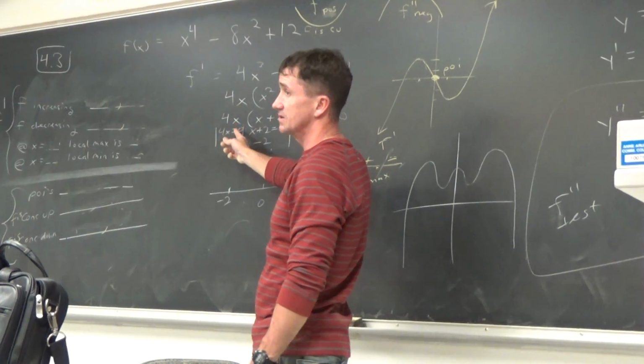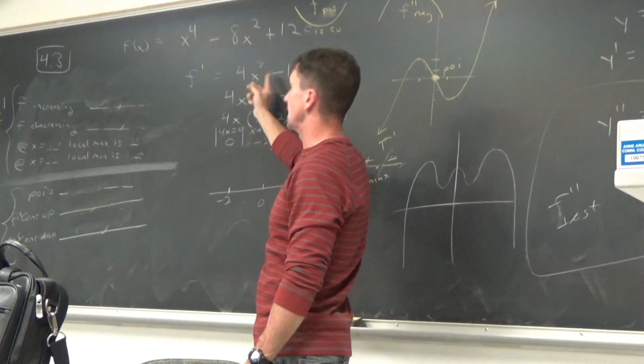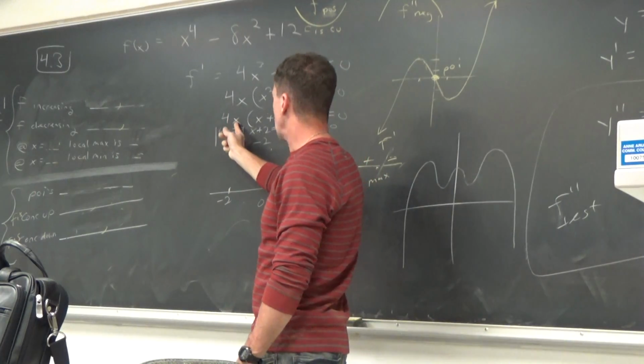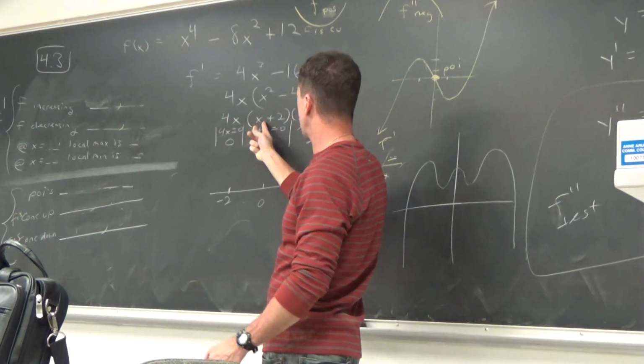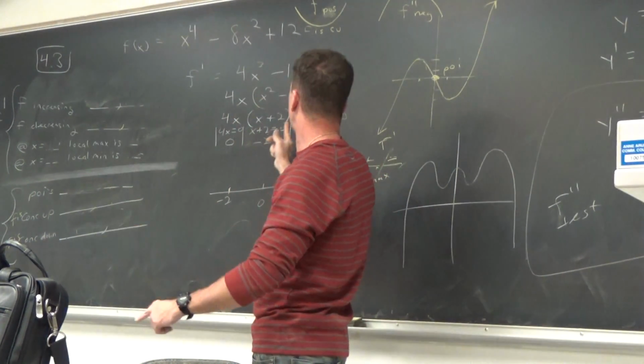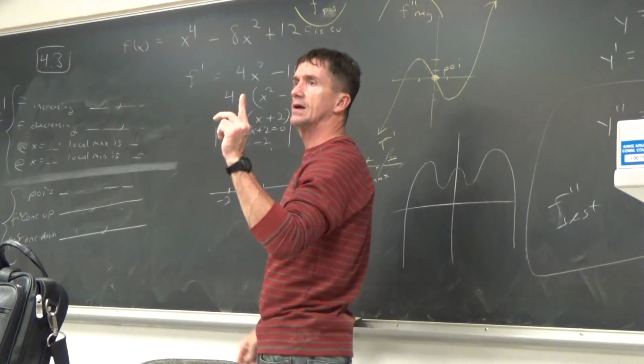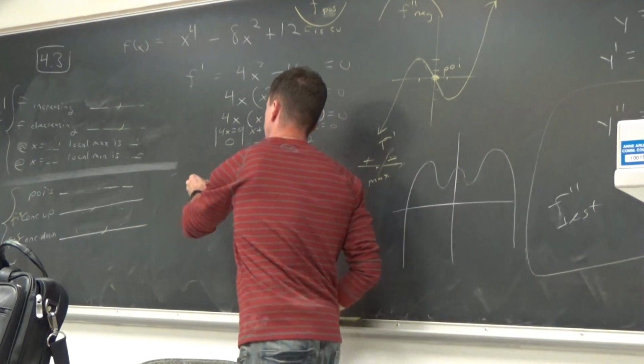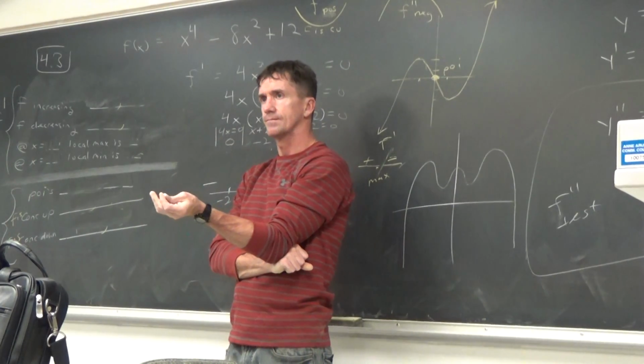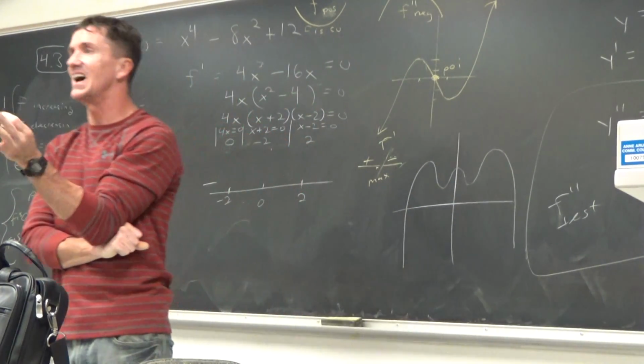If I plug -3 here, this is the one I like. You might like that one, I like this one. -3, that would be negative. -3 plus 2, that would be negative. -3 in here would be a negative. What's a negative times a negative times a negative? Negative. I don't care about the number, I'm just looking at the sign, right?